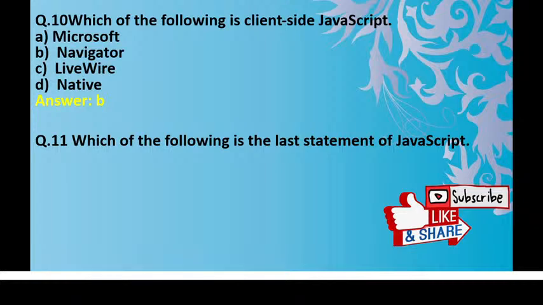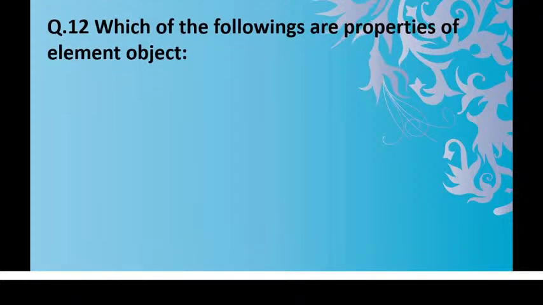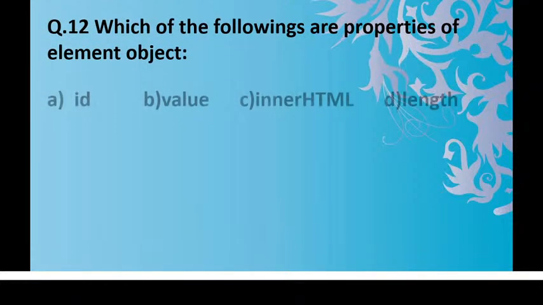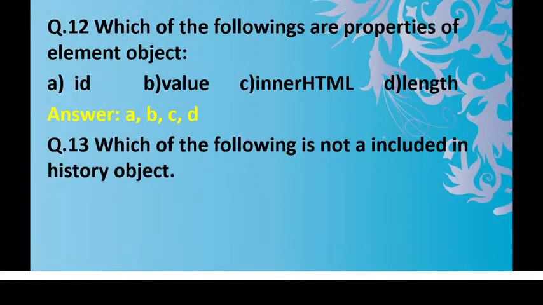Now, next question is question number 11. Which of the following is the last statement of JavaScript? See the first option carefully, second option, third option, and last option. Correct answer is A. Next question, question number 12. Which of the following are properties of element object? ID, value, inner HTML, length. The answer is all of these. ID is also important, value, the inner HTML, and the length also.